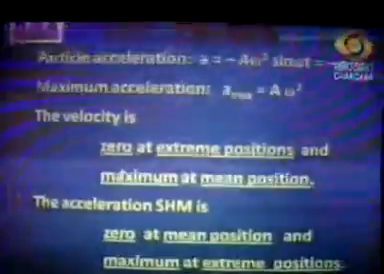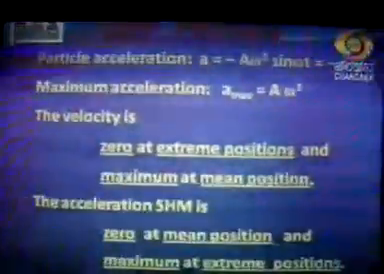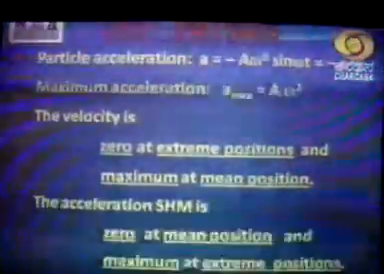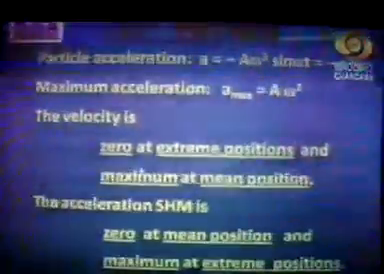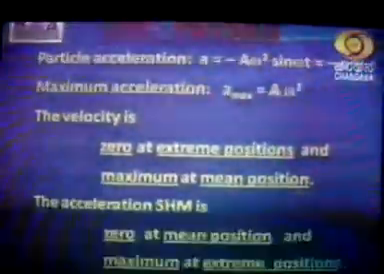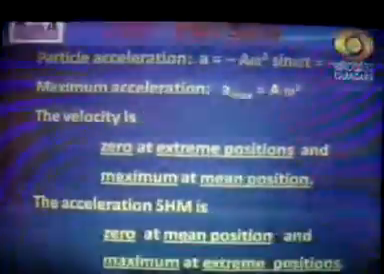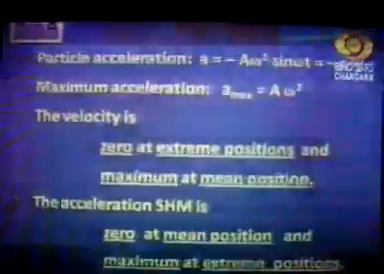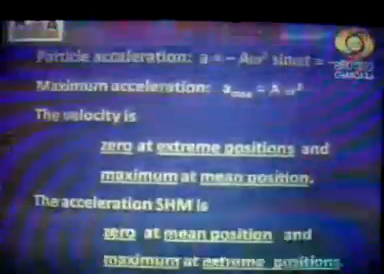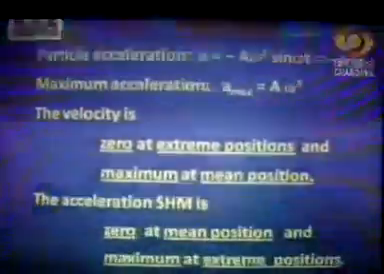The particle undergoing simple harmonic motion possesses maximum velocity at the mean position. Remember this, it's very important. And acceleration of the particle executing SHM is 0 at the mean position. Means there is no acceleration of the particle at the mean position, and maximum acceleration is at the extreme position.